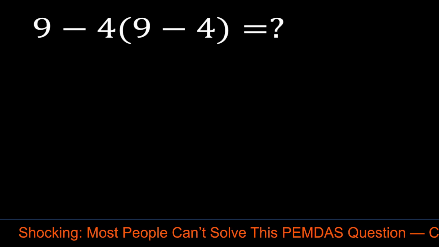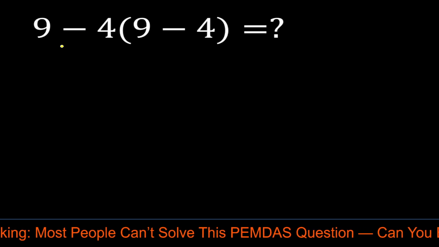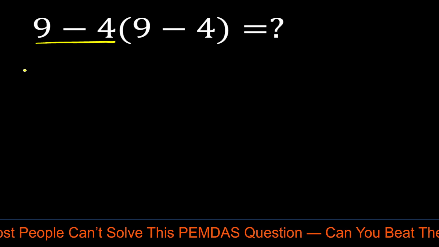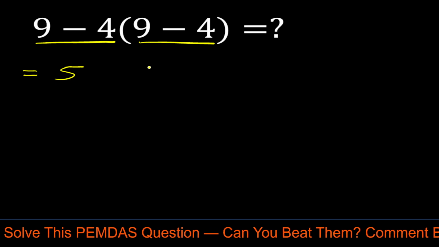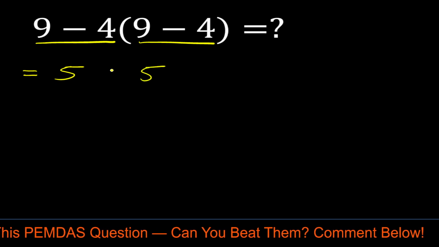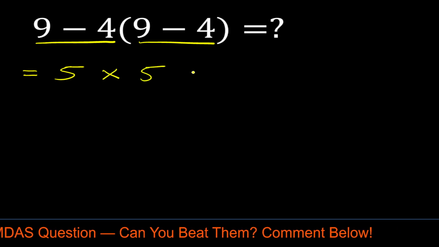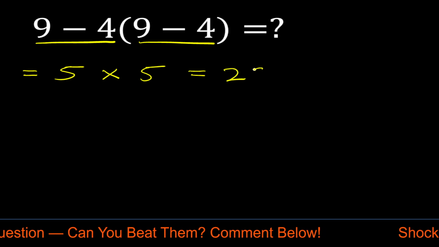So most people solve this question like 9 minus 4. So 9 minus 4 is equal to 5. Then again 9 minus 4. So 9 minus 4 is also equal to 5. Now 5 times 5. So 5 times 5 is equal to 25, right?